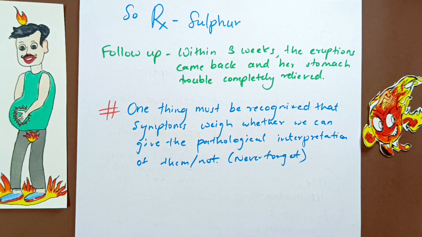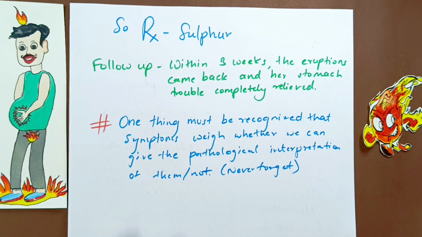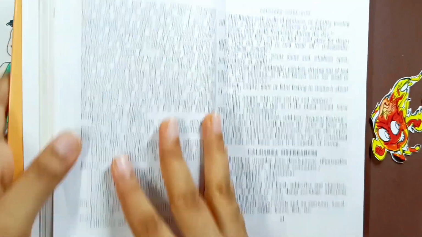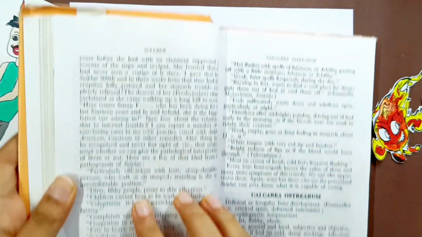Today we cannot explain it, but maybe tomorrow, when the research goes ahead, when science goes even more ahead, we will be able to give a pathological explanation for this also. So this was about sulfur, but there are a few more symptoms that Dr. Nash gives at the end, which we are going to discuss. So here Dr. Nash is actually talking about sulfur, okay.